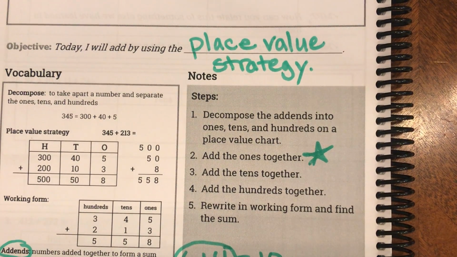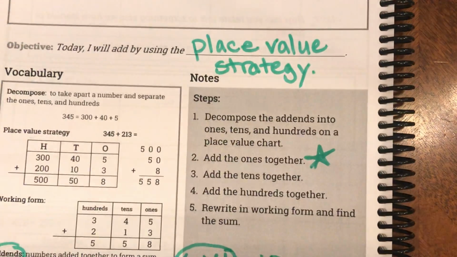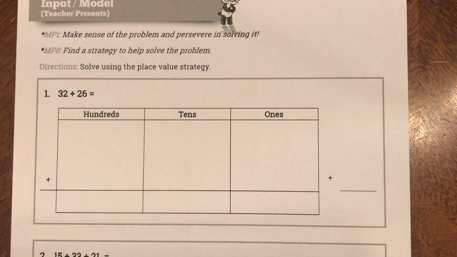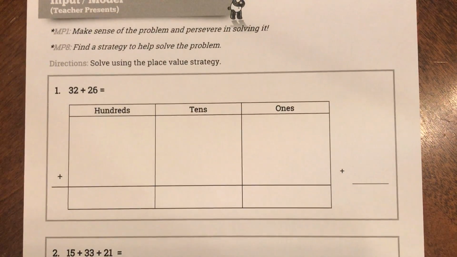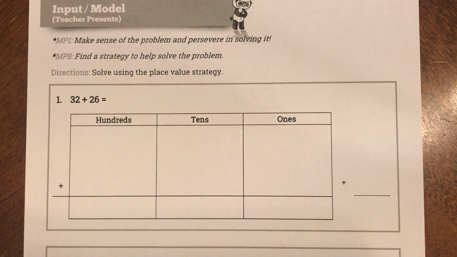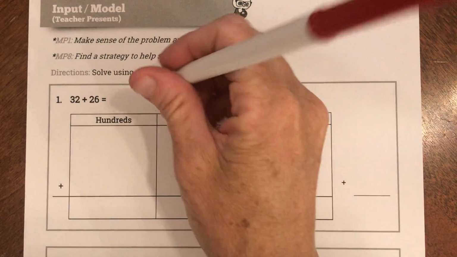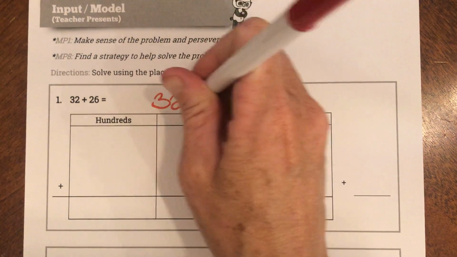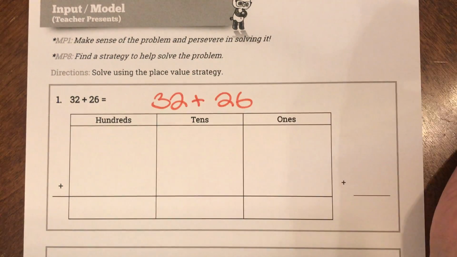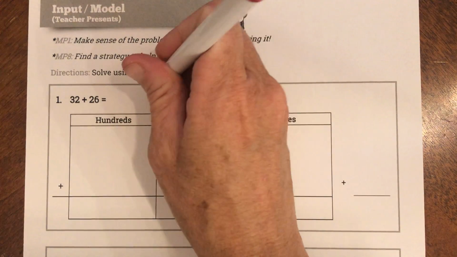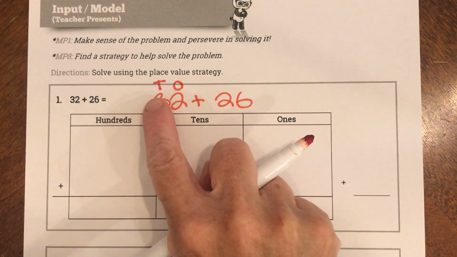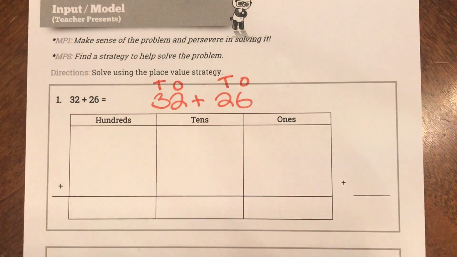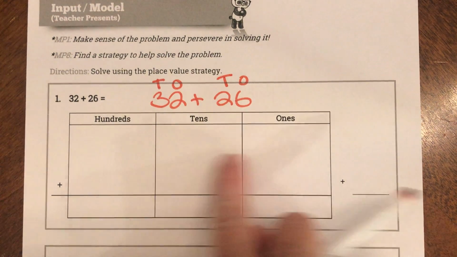Okay, so friends, I'm going to get started right away on my problems. And here is my first problem. It looks like this. My first problem says 32 plus 26. Now remember, Miss Munoz keeps telling you if you learn your place values, you will be a better mathematician. So I'm going to come over here and write 32 plus 26, and I'm going to put my place values on top. So that's ones, tens, ones, tens. And that's also going to help me decompose it and put it on my chart.